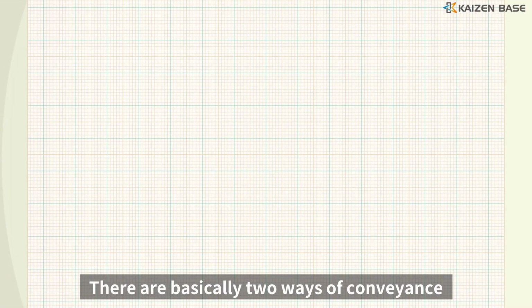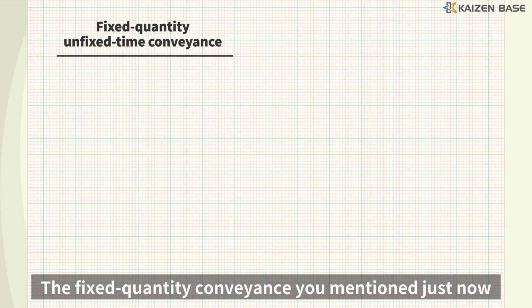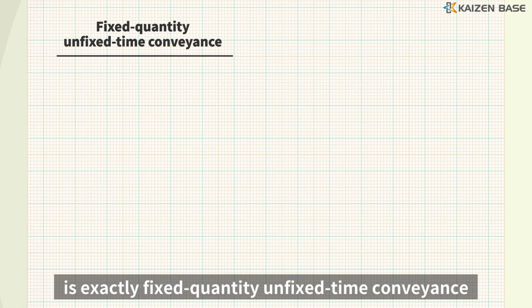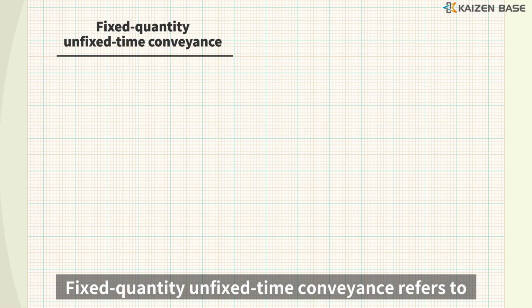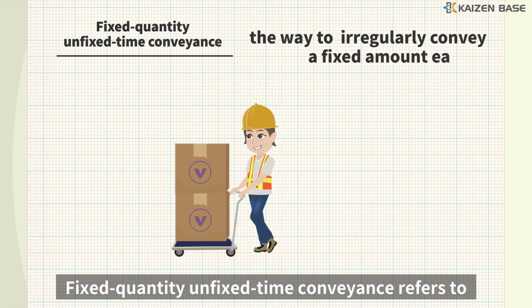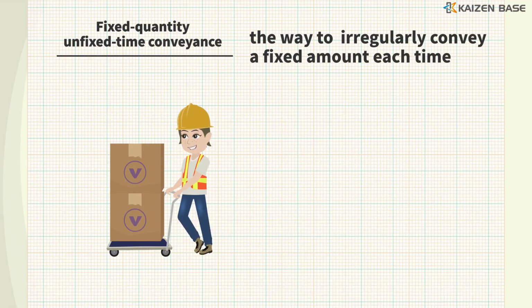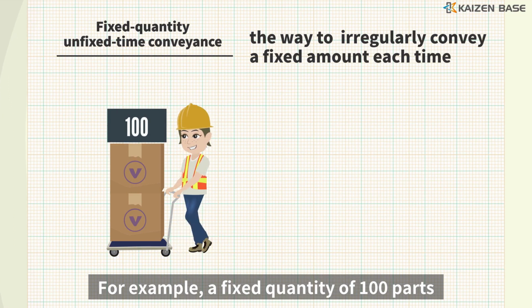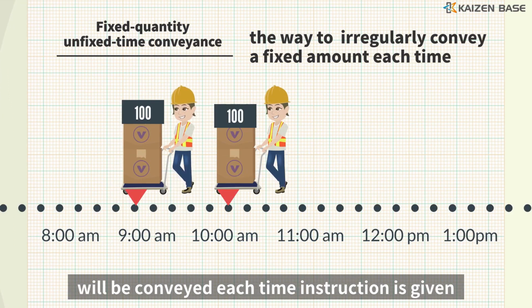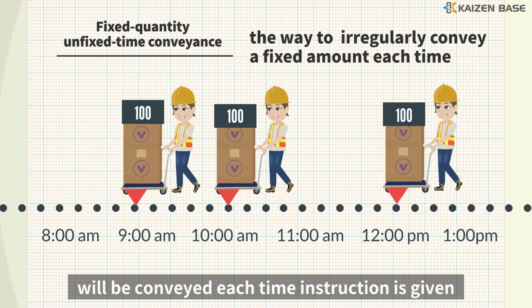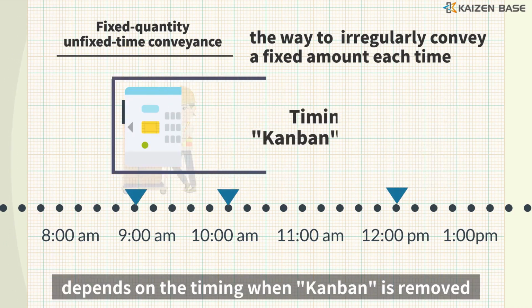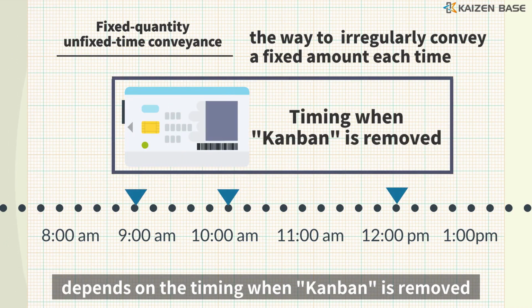There are basically two ways of conveyance. One is the fixed quantity unfixed time conveyance. The fixed quantity conveyance you mentioned just now is exactly fixed quantity unfixed time conveyance. Fixed quantity unfixed time conveyance refers to the way to irregularly convey a fixed amount each time. For example, a fixed quantity of 100 parts will be conveyed each time instruction is given. The time when parts are needed depends on the timing when Kanban is removed.